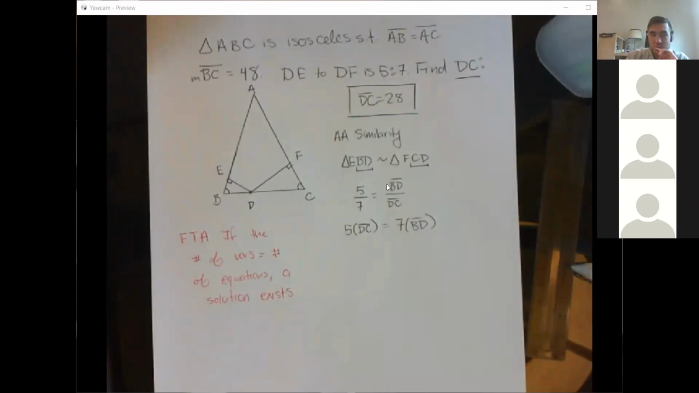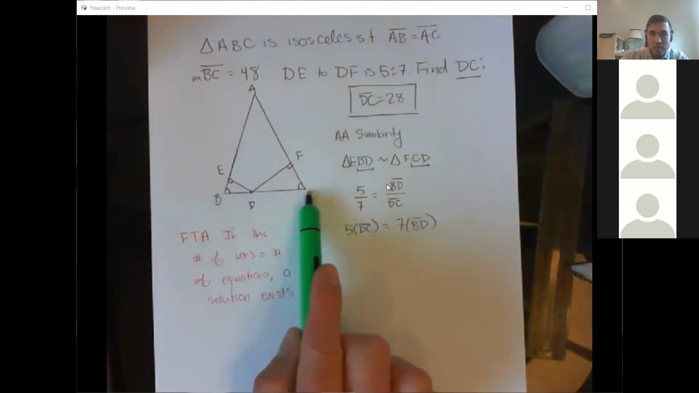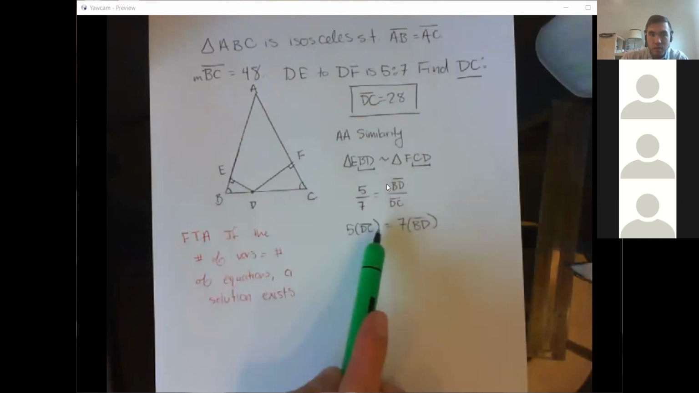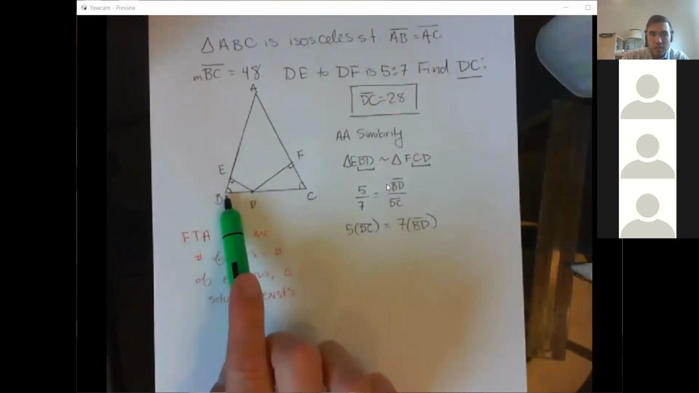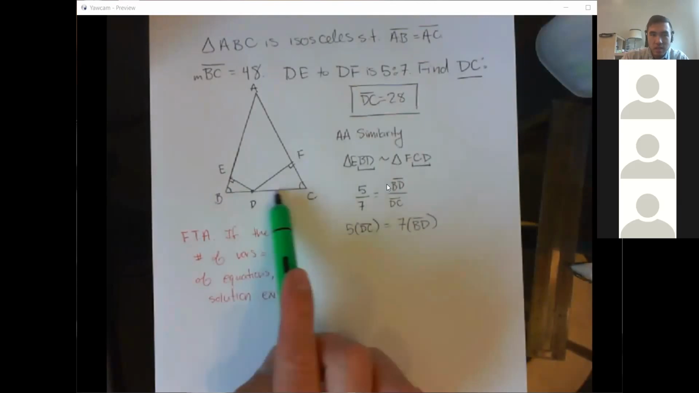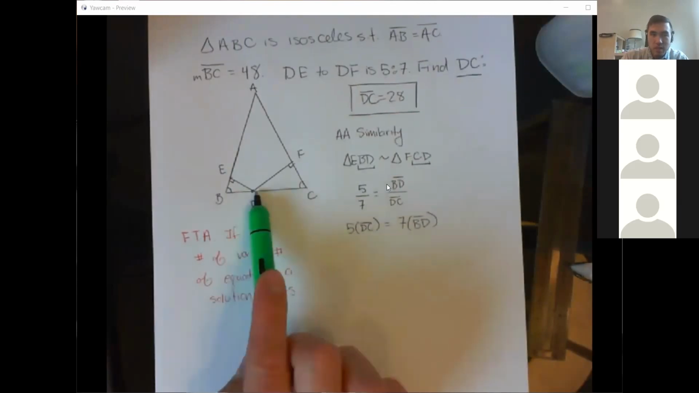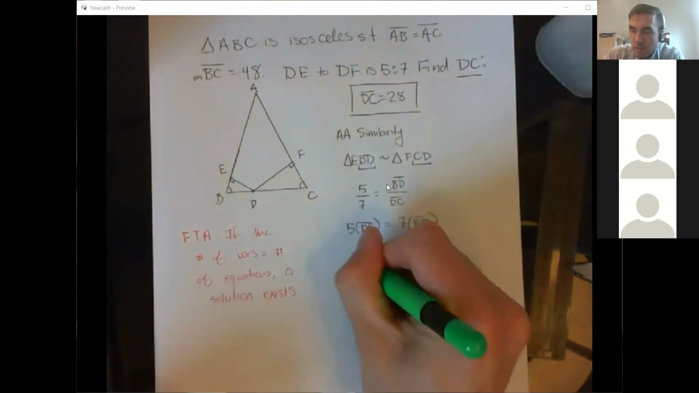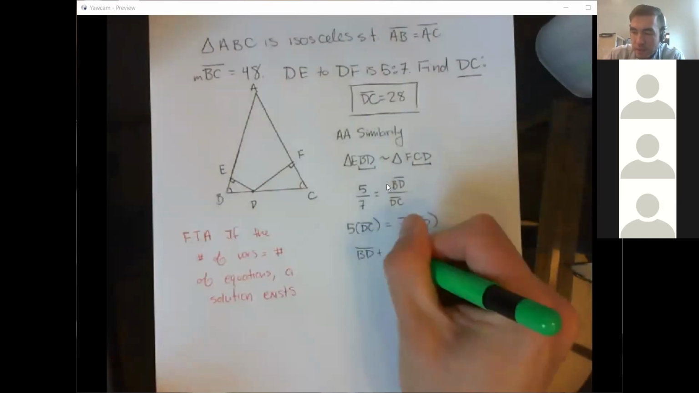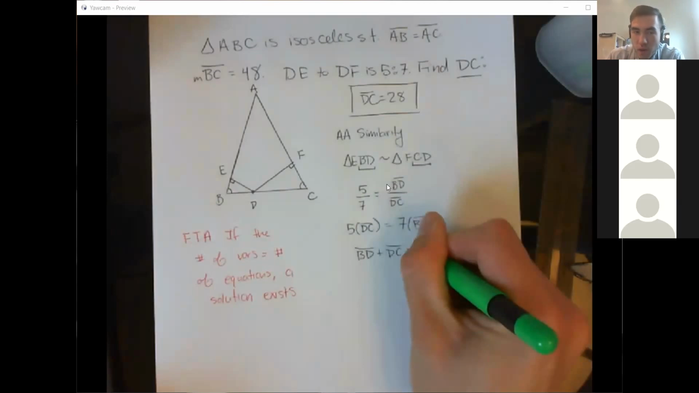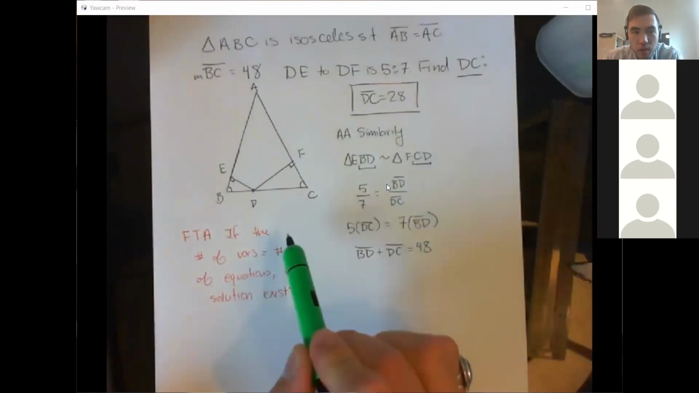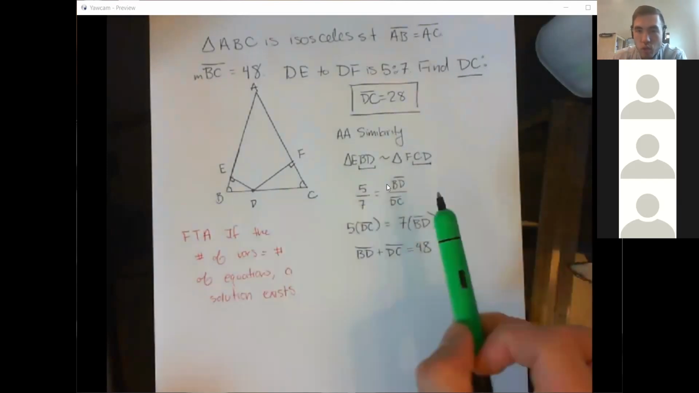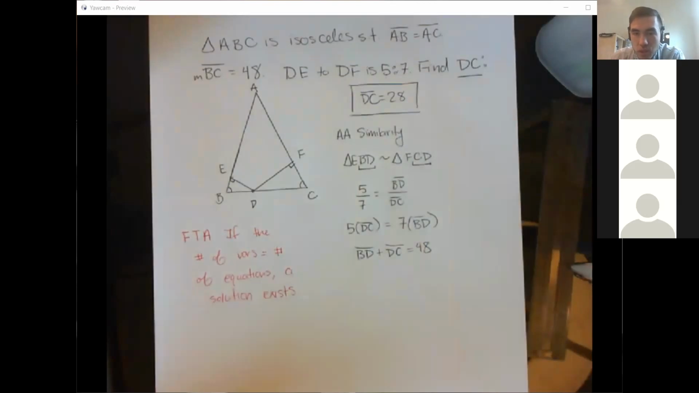Yes. If the total length from here to here, BC, is 48, and these are the two other variables I'm playing with, length BD and length DC, then that means that BD plus DC have to add up to 48. So BD plus DC equal 48, and now notice I have conformed to the Fundamental Theorem of Algebra. I have two equations with two variables, and as such, I can go ahead and solve.